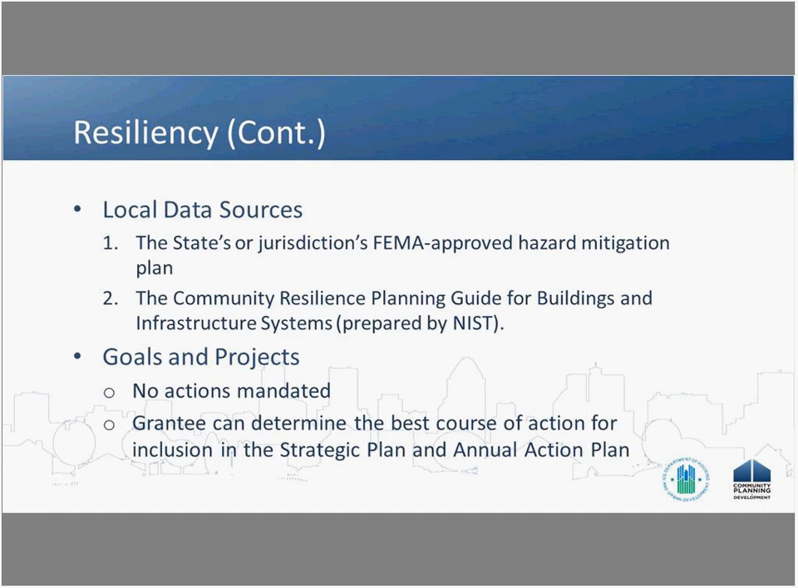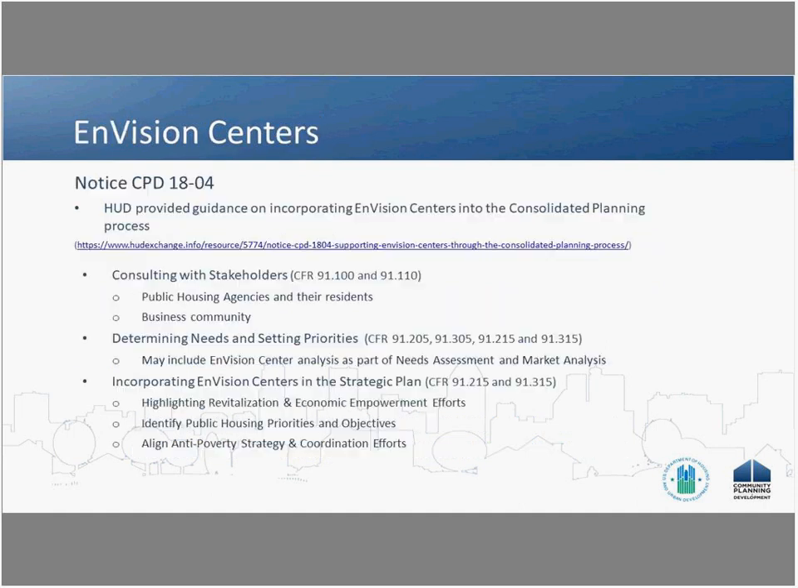You can use your state or local FEMA-approved hazard mitigation plan. You can also have a look at a great guide called the Community Resilience Planning Guide from the National Institute of Standards and Technology. Go to www.nist.gov and just search for this document, and it'll pop right up. Again, there are no specific goals or projects, and it's at your discretion how you use this, but the analysis is required.